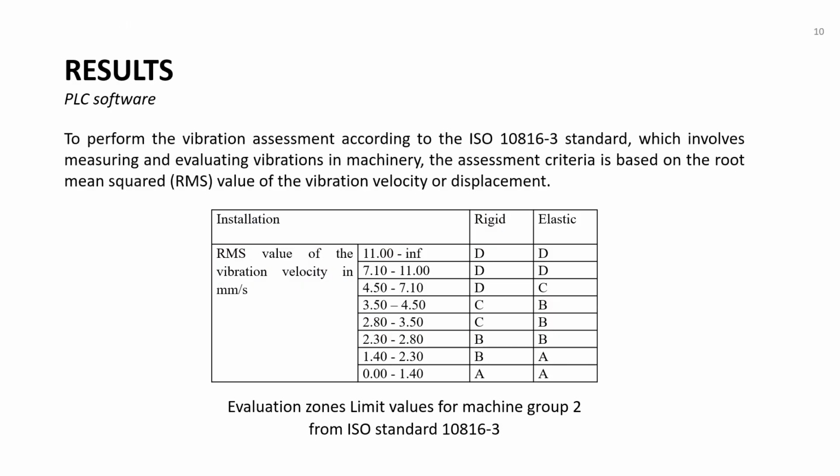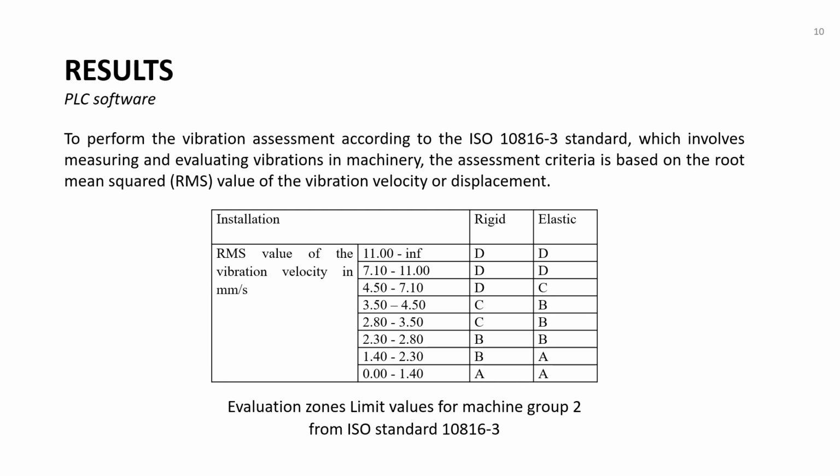To perform the vibration assessment according to the ISO 10816-3 standard, which involves measuring and evaluating vibrations in machinery, the assessment criteria is based on the root mean squared RMS value of the vibration velocity or displacement. So according to the ISO standard, the motor used in this experiment cannot be categorized since the motor power output is rated less than 15 kilowatt, and the minimum for the standard is to be within the output power range of 15 kilowatt to 300 kilowatt. Therefore, it will be considered that it's in group 2 for just simulation purposes.